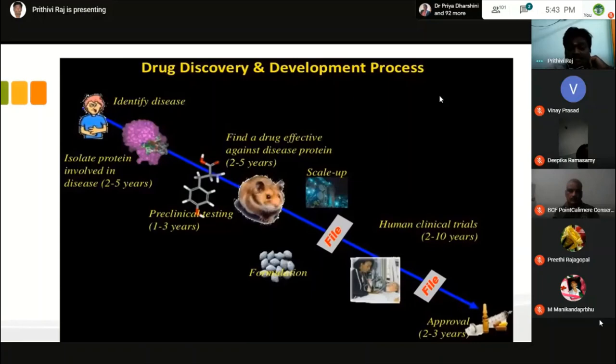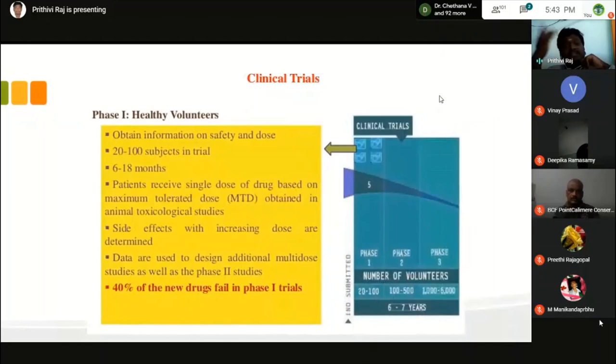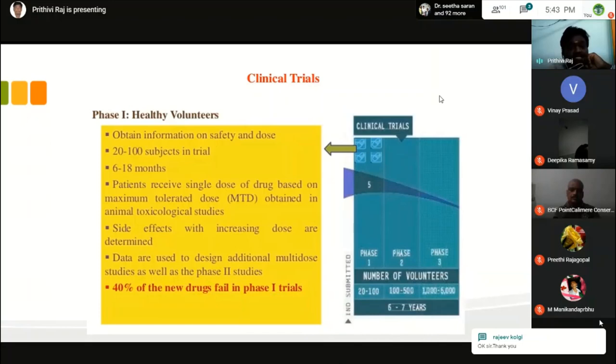So let's come to what the clinical trials are. For the clinical trials, we have phase 1, phase 2 and phase 3. Now come to the phase 1 trials, which involve healthy volunteers. The information on safety is very important. You should obtain the safety information, and the dose must also be clearly noted. You choose nearly 20 to hundreds of subjects for the trial, and it takes nearly 6 to 18 months.